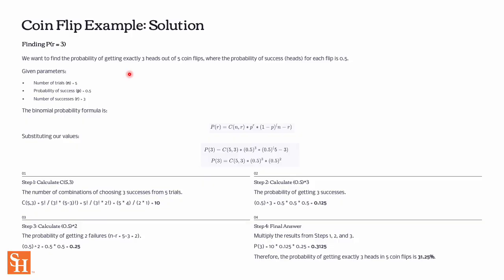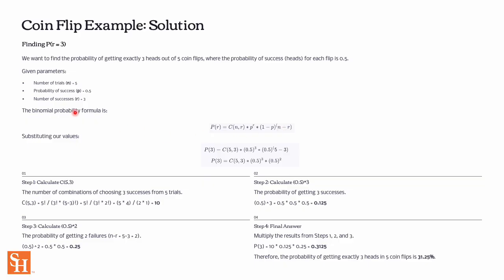For the problem, the student has flipped the coin 5 times, and he is interested in knowing the probability that he will get exactly 3 heads. Therefore our number of trials is 5, and the probability of success is 0.5, right? Because if you flip a coin, the probability of head is 0.5. The number of successes the student is interested in is 3 heads, so r is equal to 3, and we know that the binomial probability distribution formula is like that.